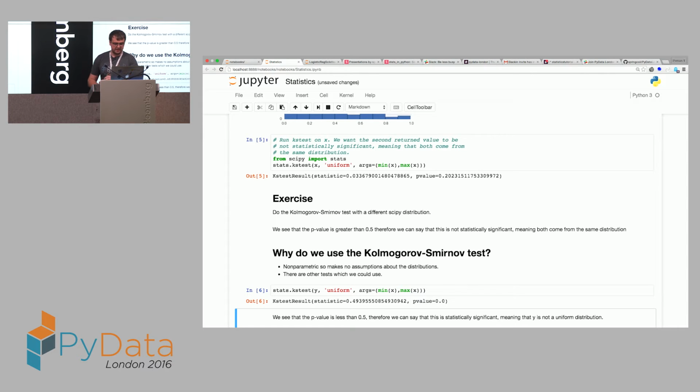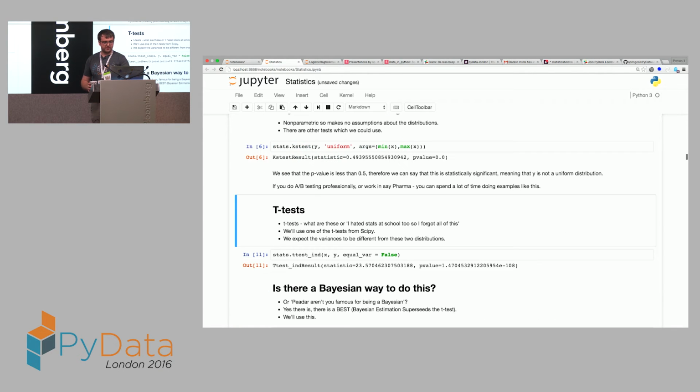For the second one, we can see that the p-value is less than 0.5. And there we can say that the y is definitely not a uniform distribution. If you do A/B testing professionally or you work in pharmaceuticals, you spend a lot of time doing examples like this. And that sounds like really lots of fun.